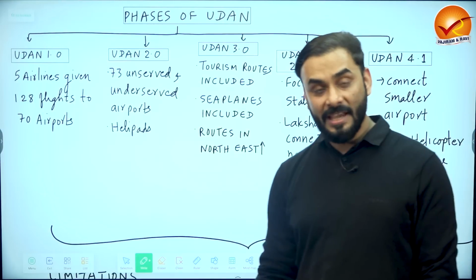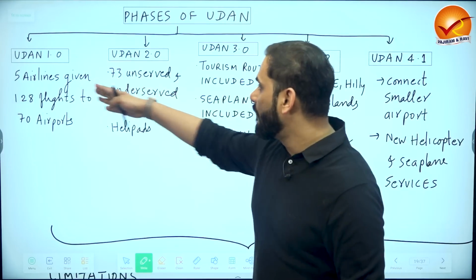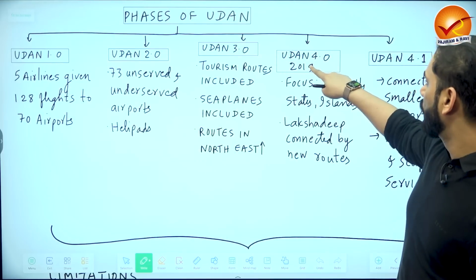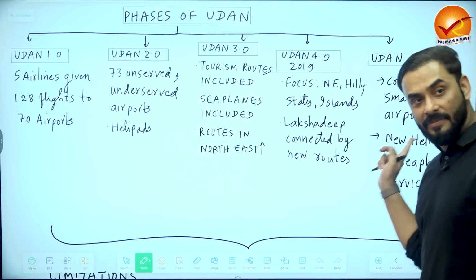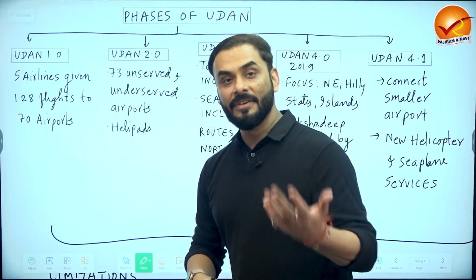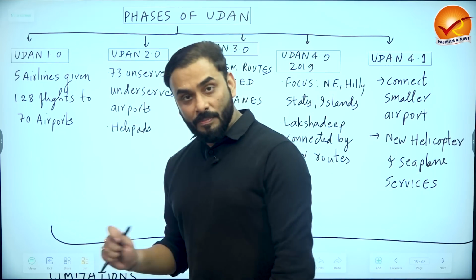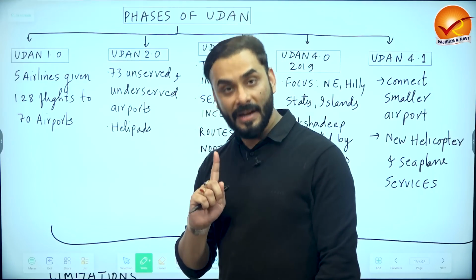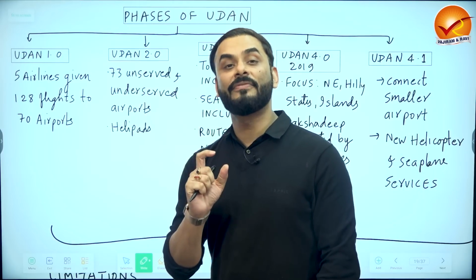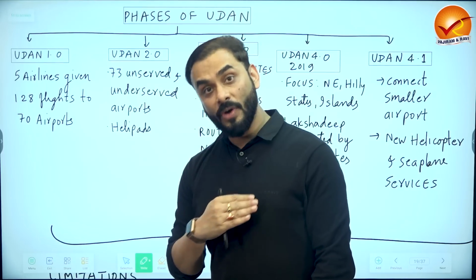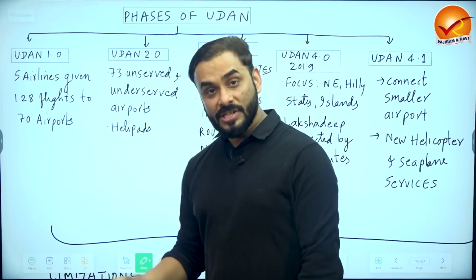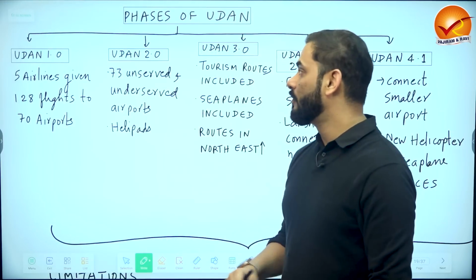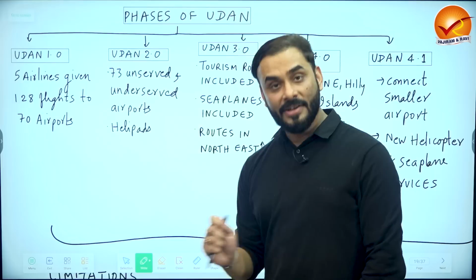So this scheme called UDAN has completed, see how many phases? UDAN 1.0, 2.0, 3.0, 4.0 and 4.1. These are the phases of UDAN. So what have we achieved in different phases? Let's see. In UDAN 1.0, 5 airlines were given 128 flights. Government of India allowed 5 different airline companies to run 128 flights to 70 airports of India. This was UDAN 1.0.